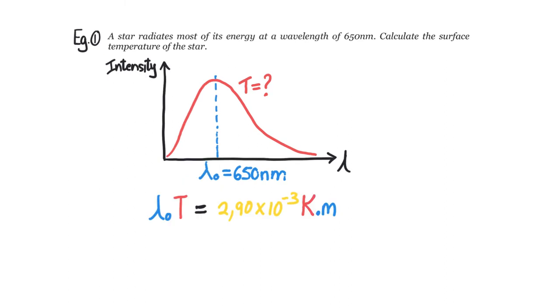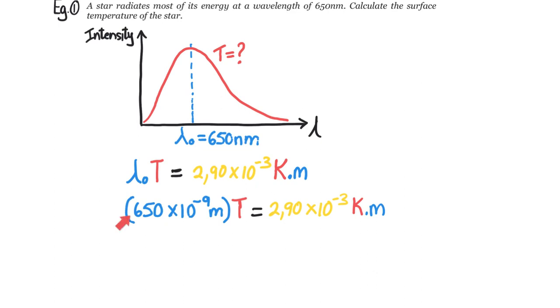So using Wien's displacement law, writing it down, lambda 0 multiplied by capital T, the absolute temperature, equals 2.90 times 10 to the negative 3 Kelvin meters. We now substitute the peak wavelength: 650 nanometers is 650 times 10 to the negative 9 meters, multiplied by T equals 2.90 times 10 to the negative 3 Kelvin meters.